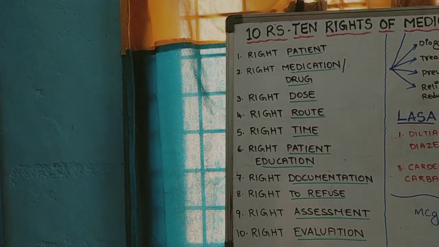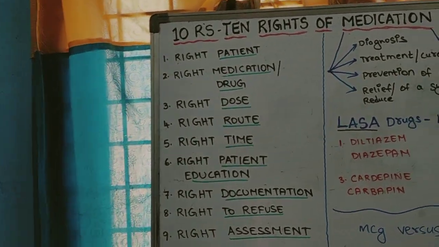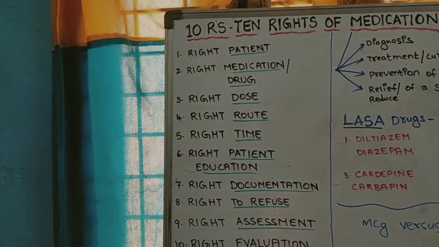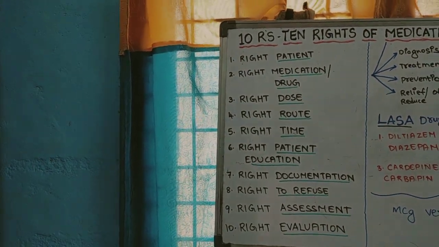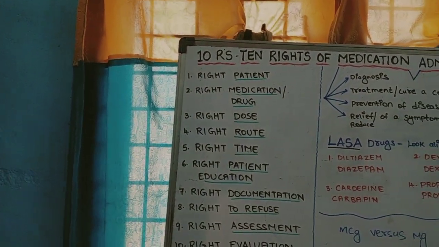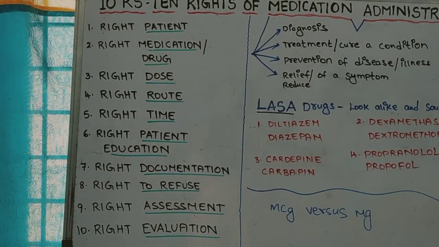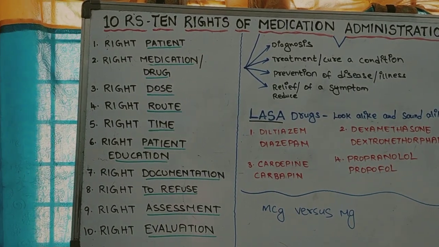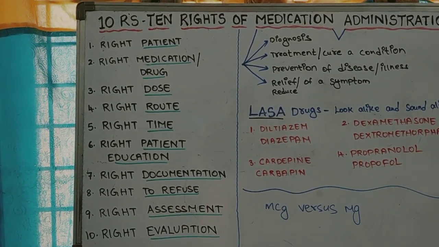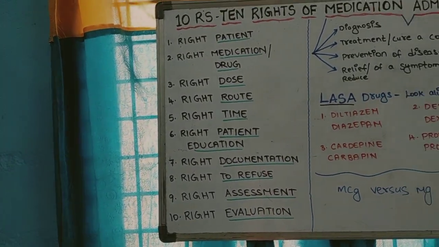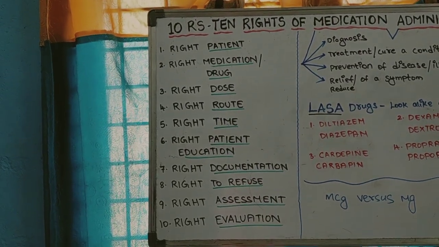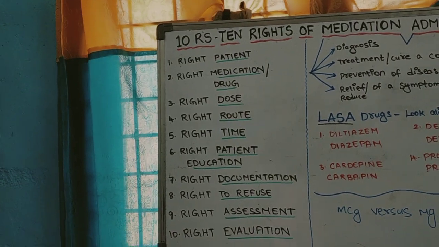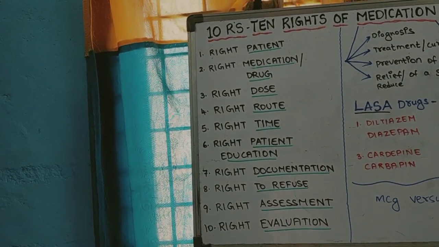Next right is right documentation. Once the medicine is given, the nurse should make sure that she signs it after administering. Regarding the documentation, the medicine should have the correct date and time when it was started and when it was stopped, and if any changes were made in its dose and frequency. It's very important, so this should be properly documented. Proper documentation is very important.